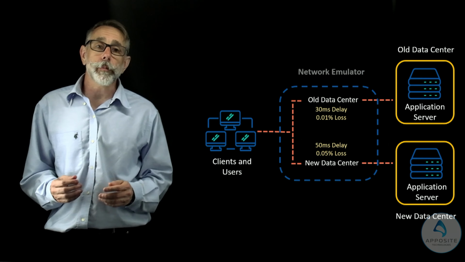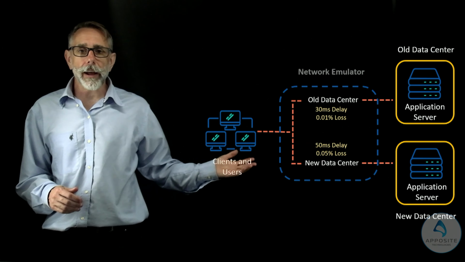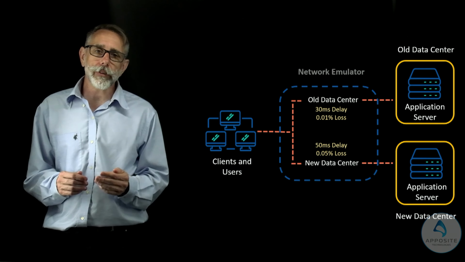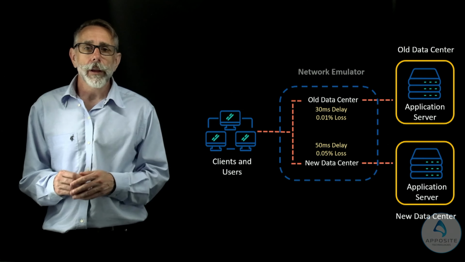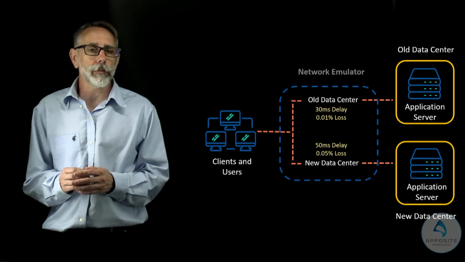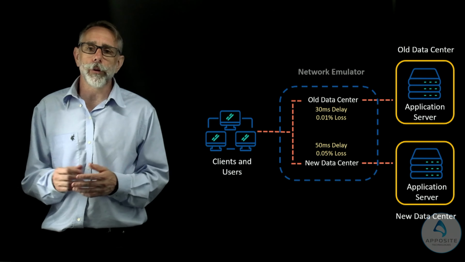This is why it's a best practice to replicate your production environment in the lab and use a WAN emulator to simulate the expected conditions before and after the move. In this diagram, the network emulator is mimicking the network conditions of the old data center and the new data center. This way you can measure how changing network impairments will impact application and server performance and address any potential performance issues ahead of the move.